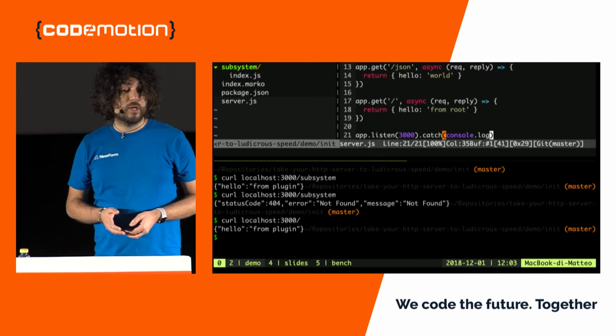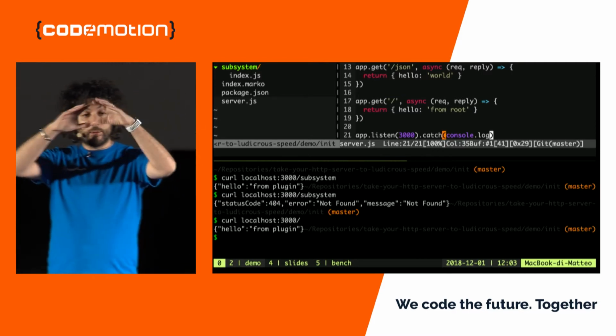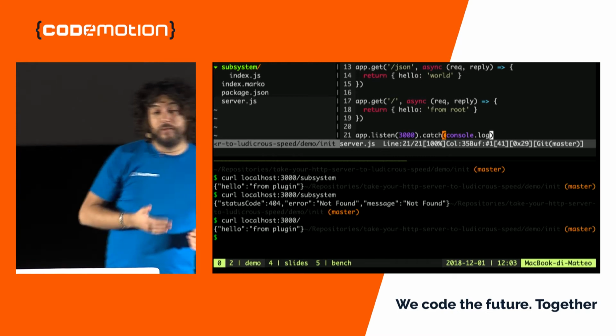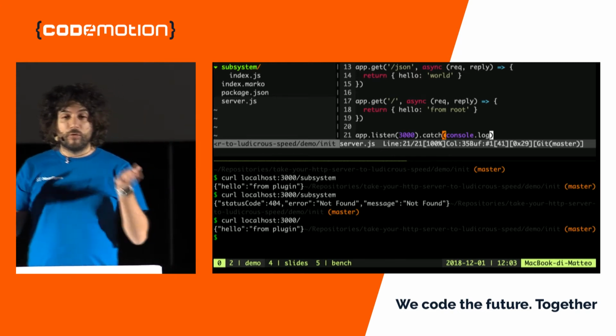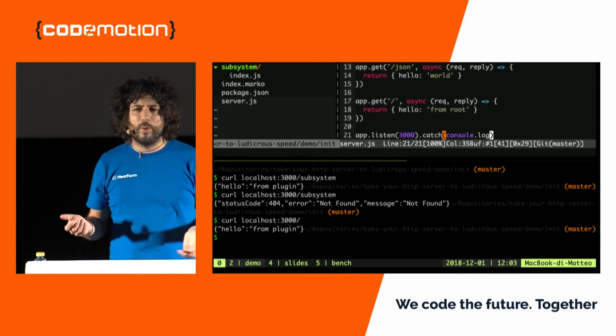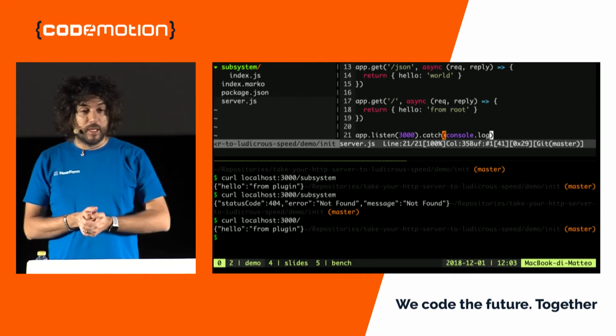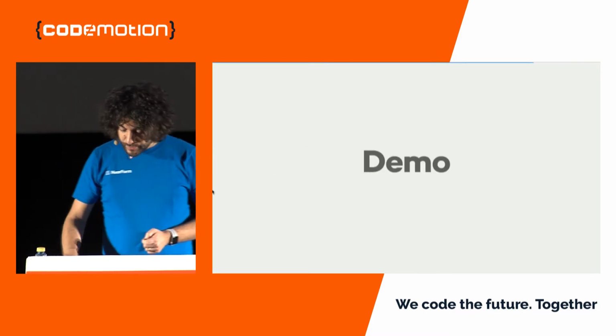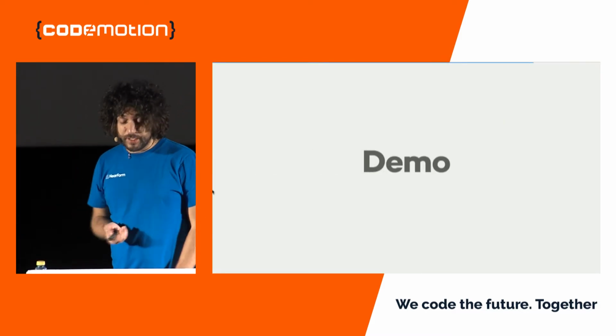Why is this a problem? Because, as I said, the router works as a tree. So there can be only one route that matches any given path. Now, there is a little bit of overlap if you want to do things, for example, with parameters. But in most cases, it's very strict. So, okay, demo time is done.